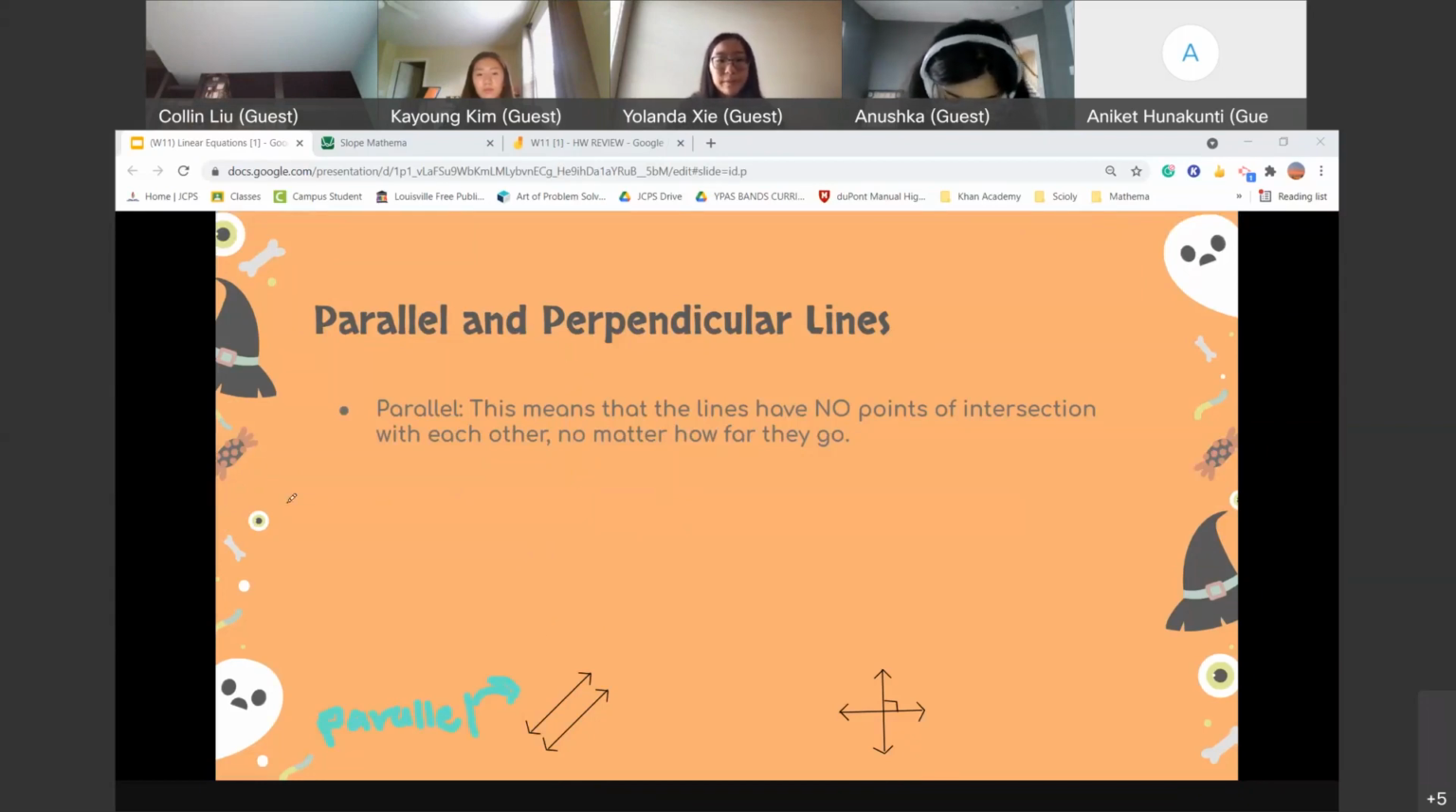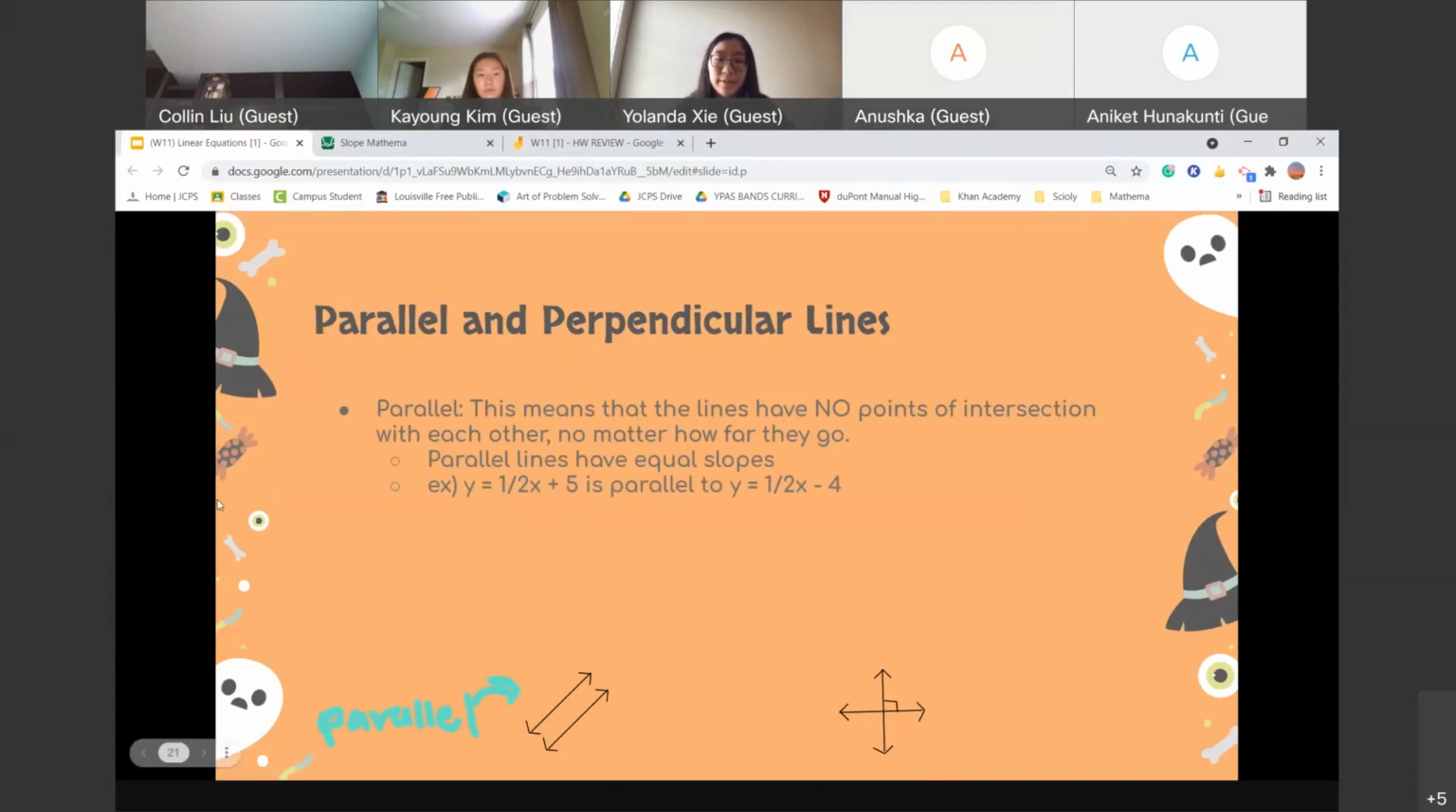So for an example, the line y equals 1/2 x plus 5 would be parallel to the line y equals 1/2 x minus 4, because remembering the form y equals mx plus b, the number in front of x is the slope, and so both of these lines have a slope of 1/2.